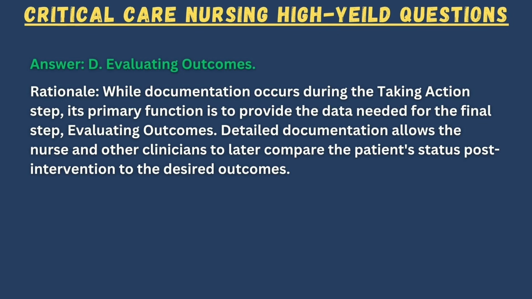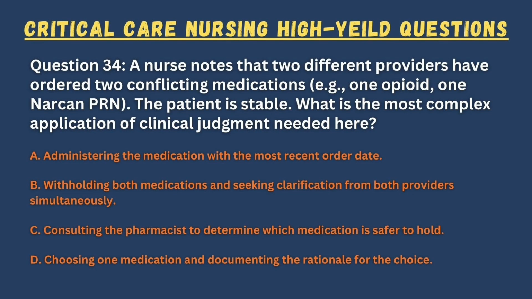Question 34. A nurse notes that two different providers have ordered two conflicting medications, e.g., one opioid, one Narcan PRN. The patient is stable. What is the most complex application of clinical judgment needed here? A. Administering the medication with the most recent order date. B. Withholding both medications and seeking clarification from both providers simultaneously. C. Consulting the pharmacist to determine which medication is safer to hold. D. Choosing one medication and documenting the rationale for the choice.